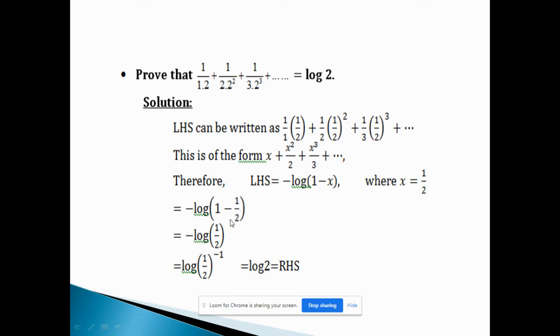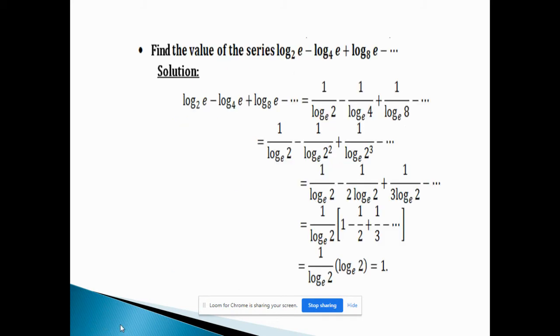So now simplify, we get the log 2, that is the RHS, hence verified. And next one, find the value of the series. So given is log e base 2 minus log e base 4, etc. So now apply the rule, we can rewrite as 1 by log 2 base e minus 1 by log 4 base e, etc.